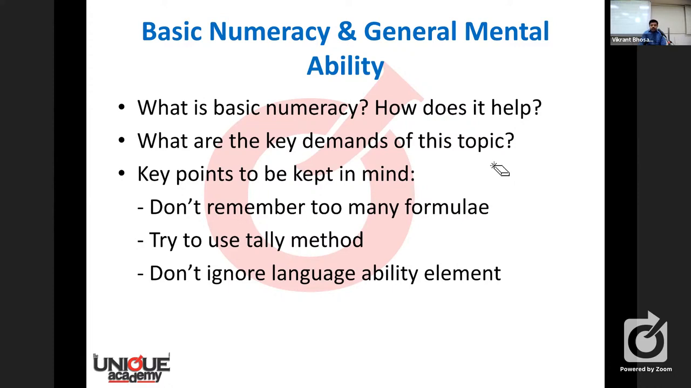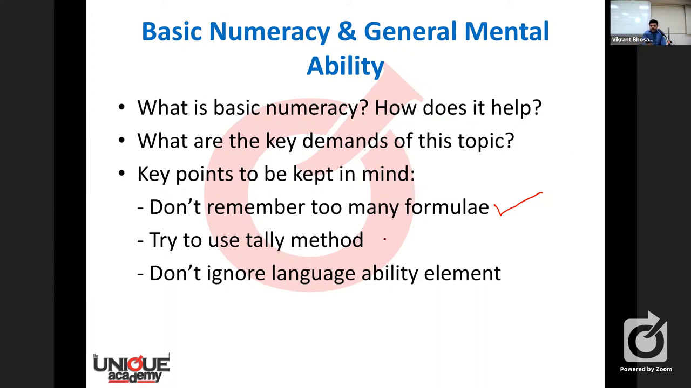Okay. Now, what are the things to be kept in mind? First, don't try to remember too many formulas. You'll get confused in the exam about which formula to use in which situation. Rather, you should use an ability to create the formula according to the demand of the topic. You should be able to do this. Is that clear? Don't memorize formulas, develop the ability to create them. Okay, that is the key demand.